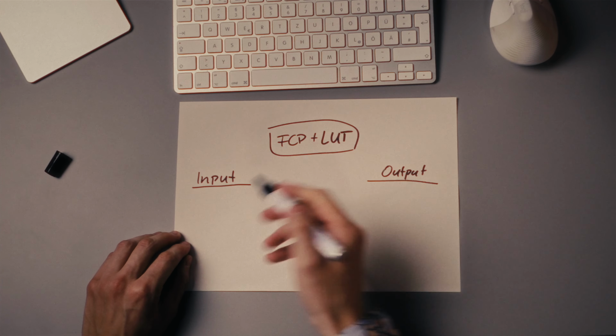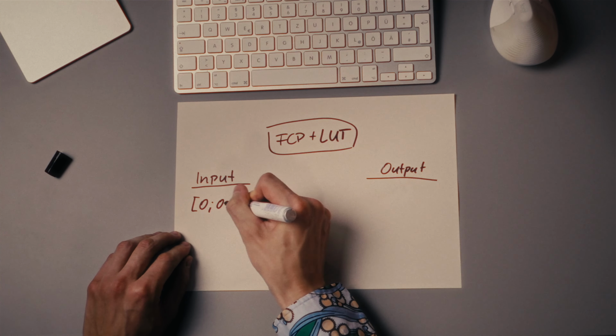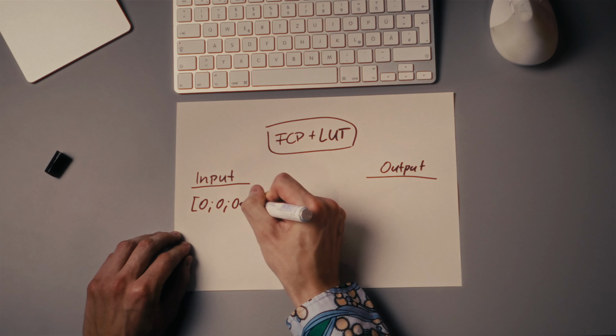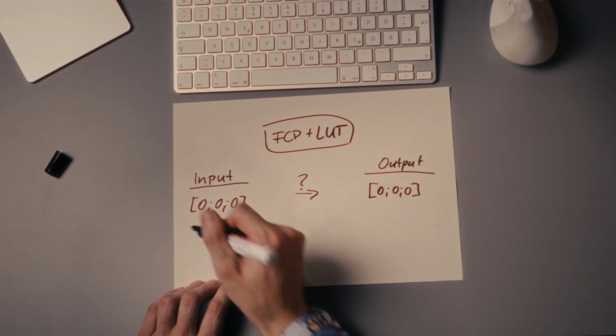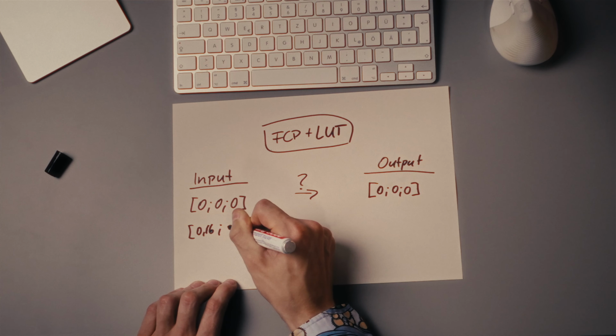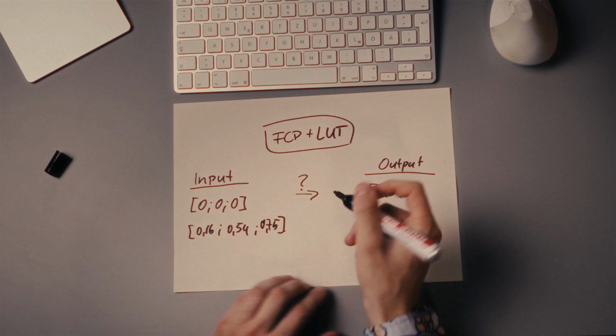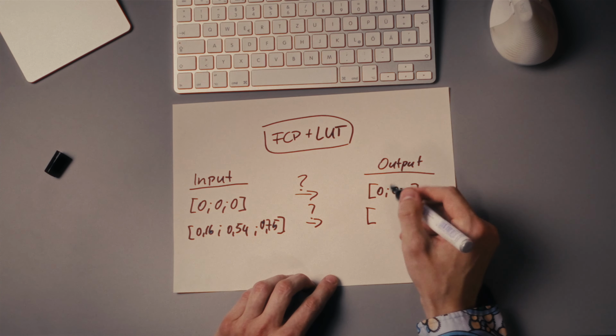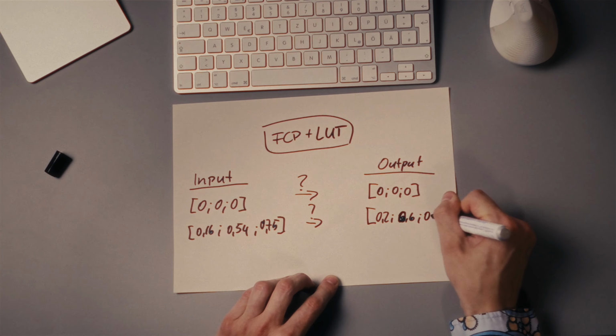In order to do that, Final Cut Pro or whatever application using the LUT needs to look up the input value of a color and the output value of a color. You can think of it as Final Cut Pro asking the LUT, I have a color, for example, 0, 0, 0, where should it go? And the LUT says 0, 0, 0 remains 0, 0, 0, meaning black stays black. Or I have a color, point 16, point 54 and point 75. Where should this go? And the LUT says this color is now point 2, point 6 and point 8.